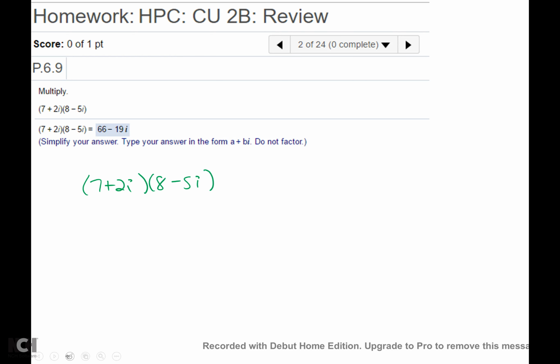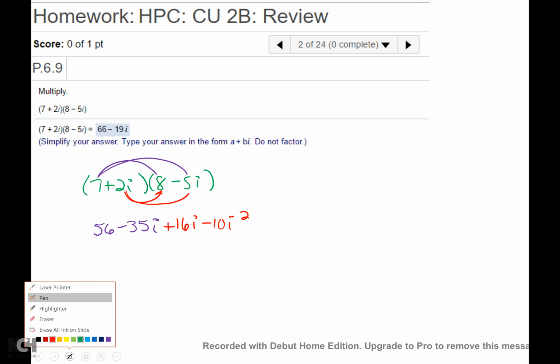Okay, multiplying them, you distribute just like you would if they didn't have i's in them. And for the most part, i's act just like x's or y's or any other variable, except for when you get i squared, then it turns into a real negative 1. So I have 7 times 8 is 56. 7 times negative 5i is negative 35i. Positive 2i times 8 is positive 16i.